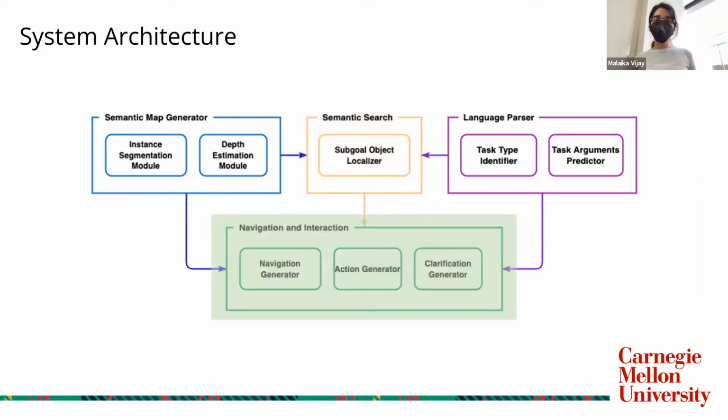The final component is the navigation and interaction module, which is responsible for generating a sequence of either navigation or interaction actions that the agent must execute to either move towards an object it must interact with or actually execute an interaction action. Finally, we also have a clarification generator, which enables the agent to identify when it needs help or more information to accomplish a task, as well as what information to pass on to a dialogue generator to construct a question to get the information it needs to successfully complete the task.